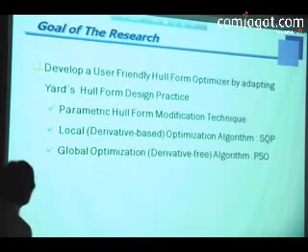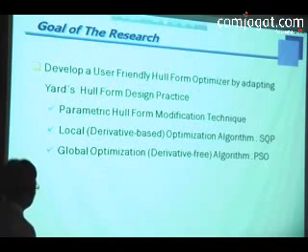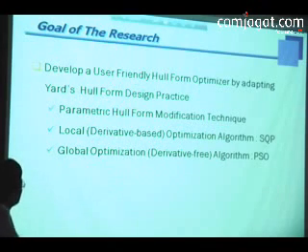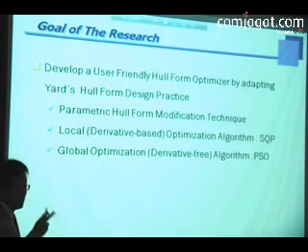The program developed is a user-friendly curve form optimizer, adopting the average curve form design practices by using a parametric curve form modification technique. This is the parametric curve form modification technique. This is the young design practice.